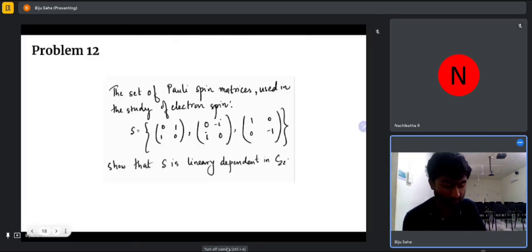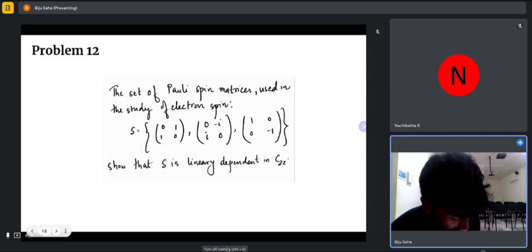So we have a set of matrices. These are the Pauli spin matrices. You will come across them in quantum mechanics. These matrices are very important, and they are used in the study of electron spin. When you solve the hydrogen atom problem and associate spin to the electron, you will come across this kind of matrices. They are known as Pauli spin matrices.